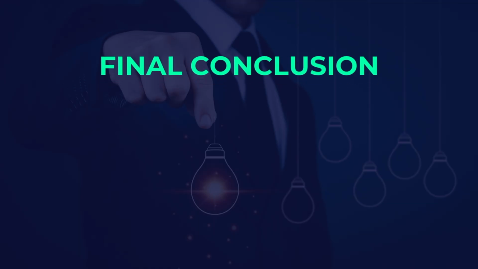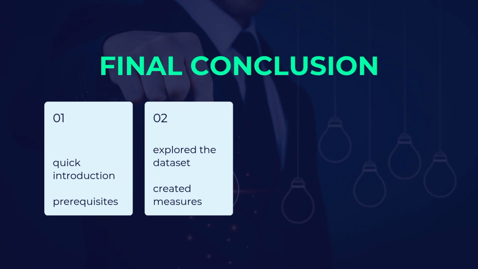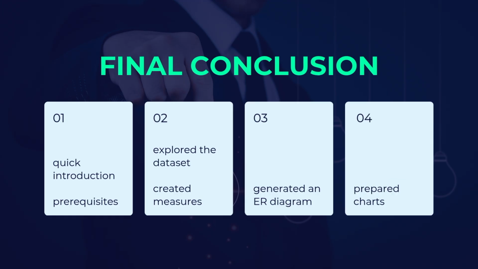So in this video, we covered the complete flow of working with Power BI MCP using Codex, step by step. We started with a quick introduction and went through the prerequisites to get everything ready. Then we set up our workspace and explored the dataset to understand what we're working with. From there, we created measures where MCP intelligently detected existing logic and avoided duplication. Next, we generated an ER diagram, giving us a clear view of the data model with just a small refinement needed. And finally, we prepared charts directly from our exported data, turning raw insights into visual outputs ready for use.